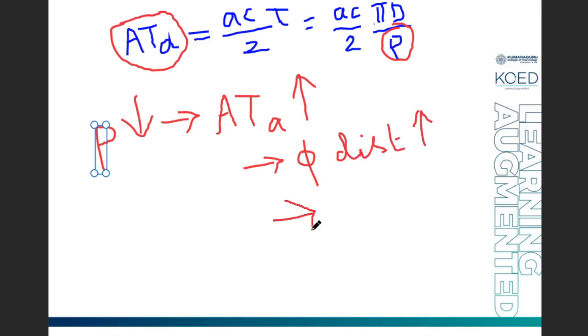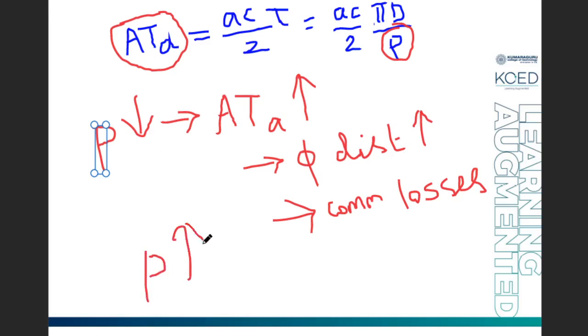Correspondingly, you can see that there will be more problems, especially commutation losses. Commutation losses here means the sparking problem. So automatically the efficiency will be poor. Again I repeat, if you choose the number of poles as a lower value, then your ATA value will be higher. That means the flux distortion will be more, leading to losses. So in order to avoid this distortion, you have to choose a large number of poles as the final answer.